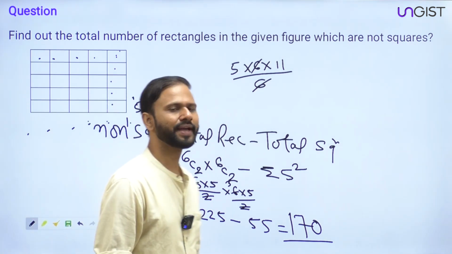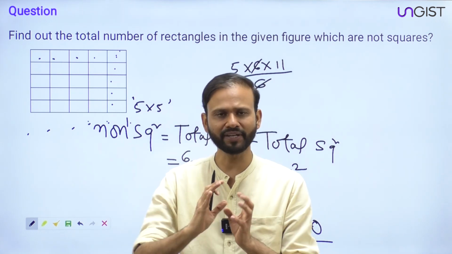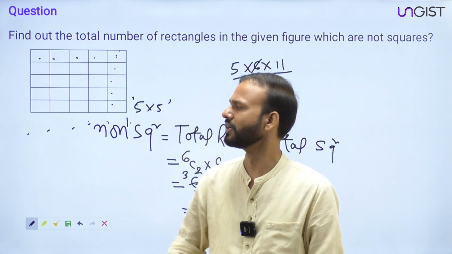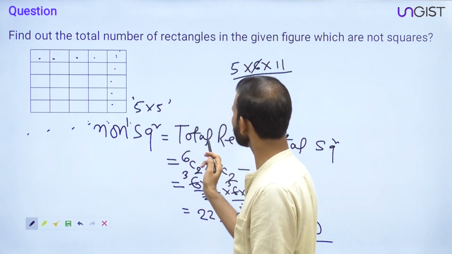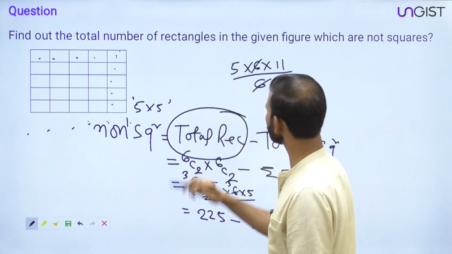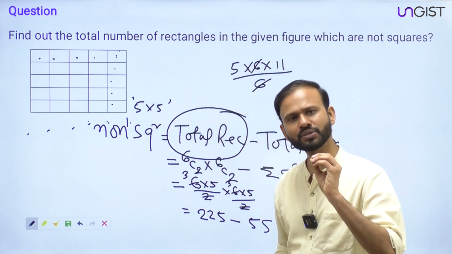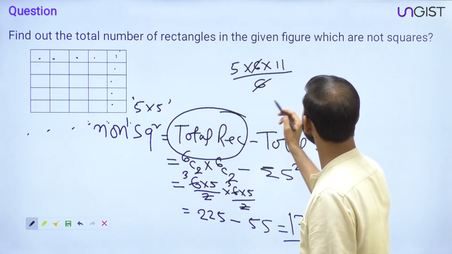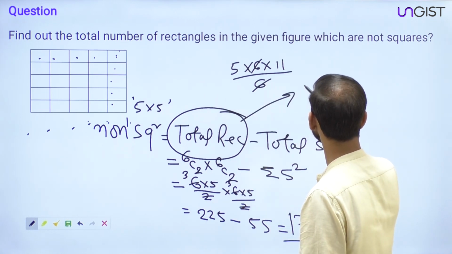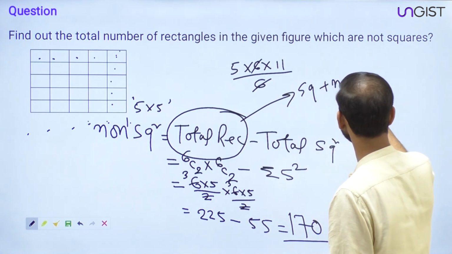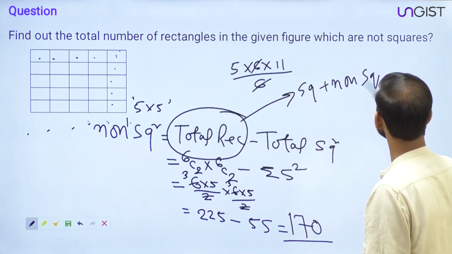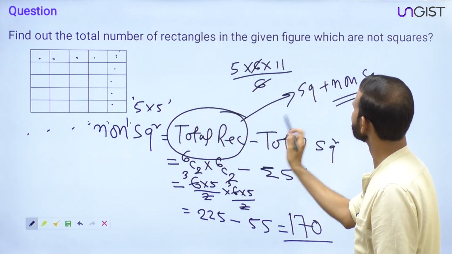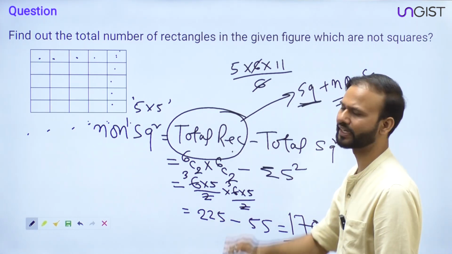Okay, Rukaiya is saying please repeat. Alright, Rukaiya. We need to find the rectangles which are not square, right? So when we find the total number of rectangles, the squares and non-squares both are added, right? Total number of rectangles is square plus non-square. So actually we need to find non-square. So we are just subtracting these squares from total rectangles.